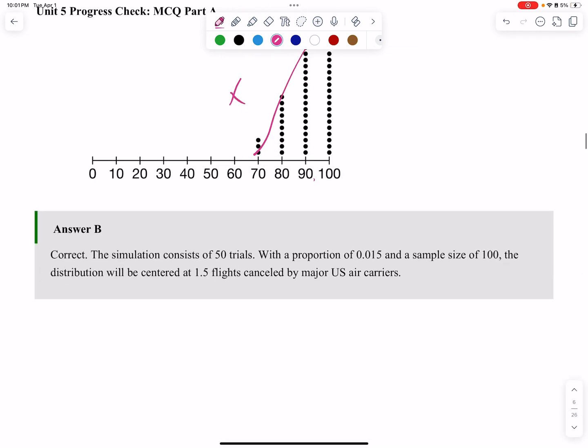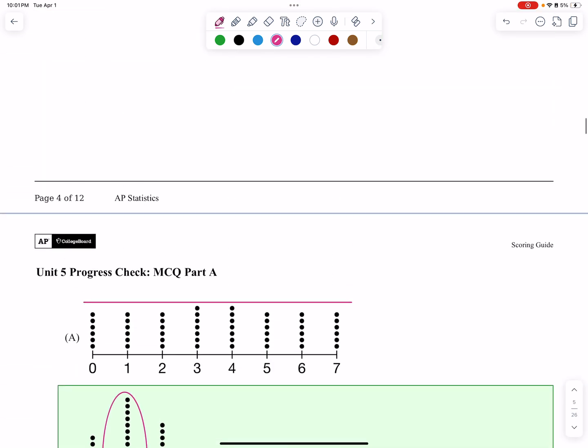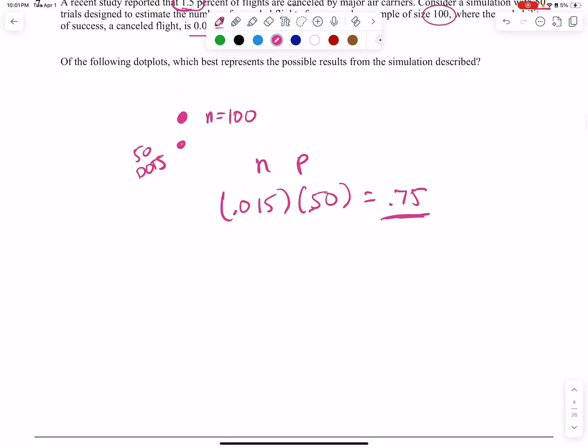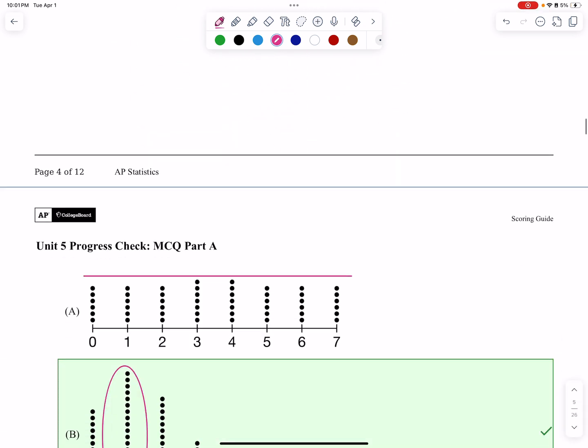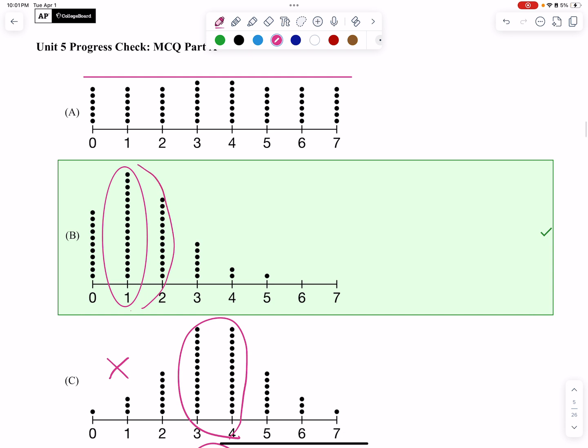So you can see this one says the simulation's 50 trials with samples of size 100, so you're going to be about 1.5. Oh yeah, because the sample size is 100. Sorry, I messed that up, because I did 0.75. I did a sample size of 50. I don't know why I did that. So that's 100, which is going to be 1.5. So that's why this here is where the center is.